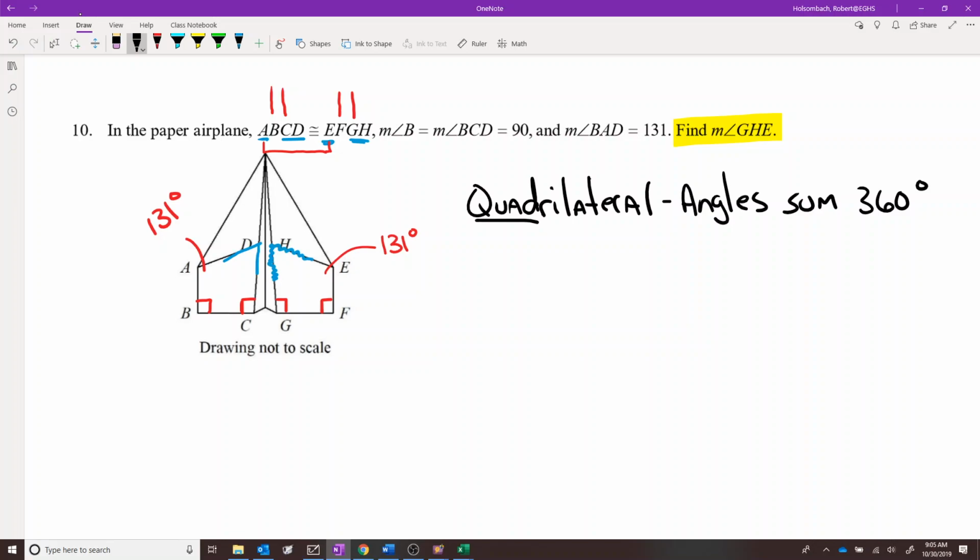So what you've got to do in order to find the measure of GHE is to subtract. So you're going to take 360, subtract your 131, subtract one of the 90s, and then subtract the other 90. And that's going to be 360 minus 131 minus 180. 49 degrees. So the measure of angle GHE is equal to 49 degrees.